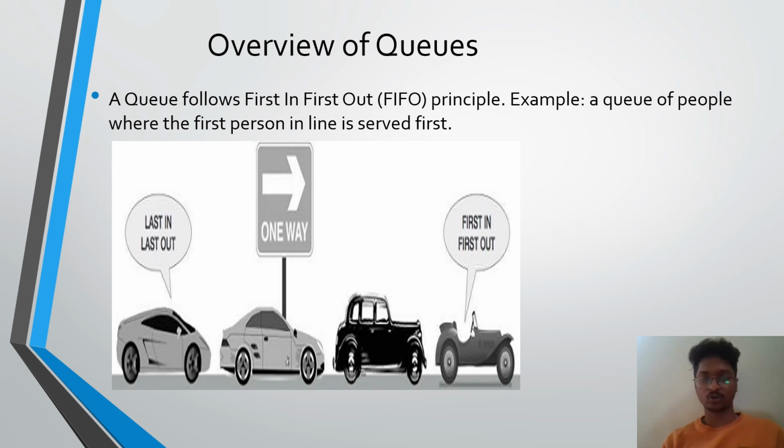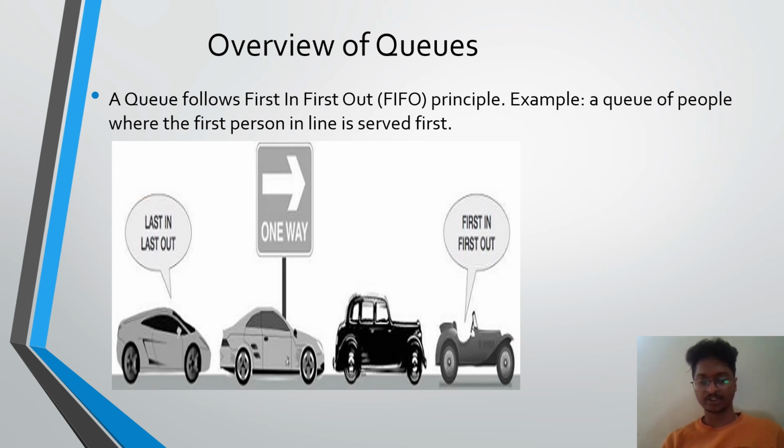Now let us come to queues. Queues work on the principle of FIFO, which stands for first in first out. Here, a simple example of a queue is the number of cars waiting in a queue for parking or something. So the car which comes in first will enter first or leave first, and the car which enters last will leave last. So first in first out and last in last out.